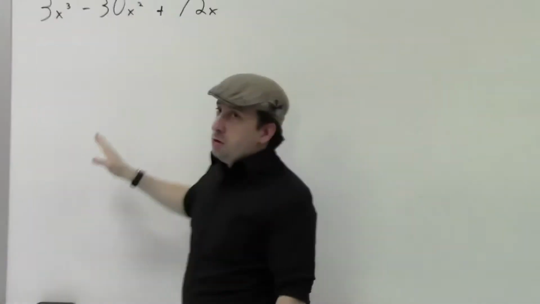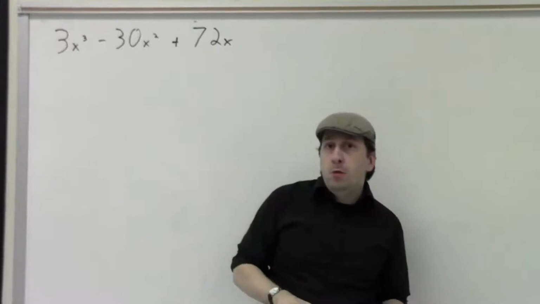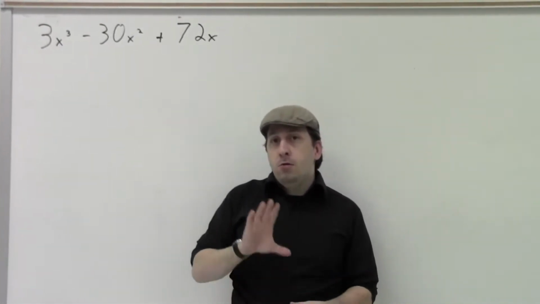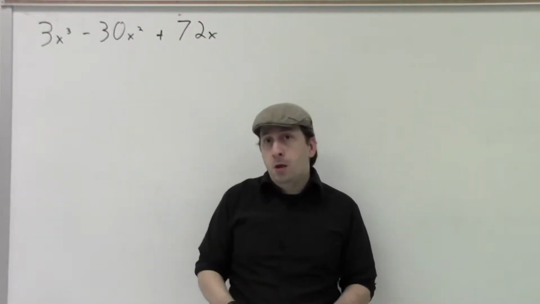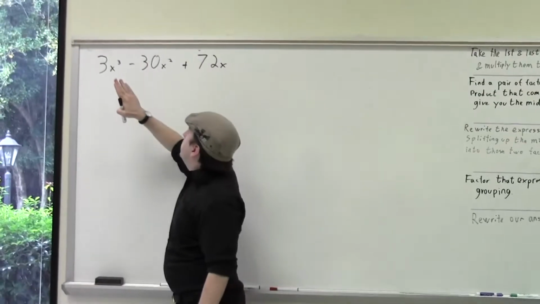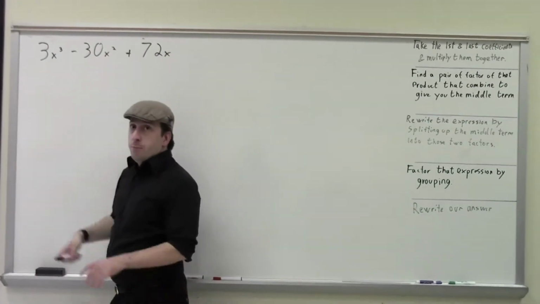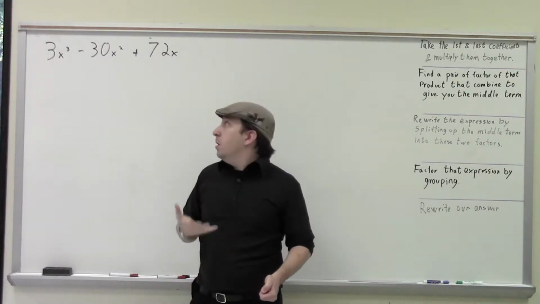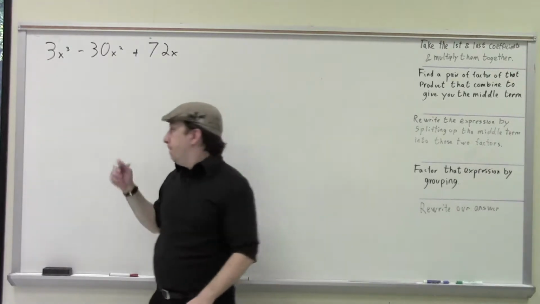So the first thing I want to do whenever I'm dealing with a quadratic is I want to check and see if I have the greatest common factor that I can factor out. And in this case, each of these terms is divisible by 3, and each of these terms has an extra factor of x. Okay? And my first step is going to be factoring out that greatest common factor.